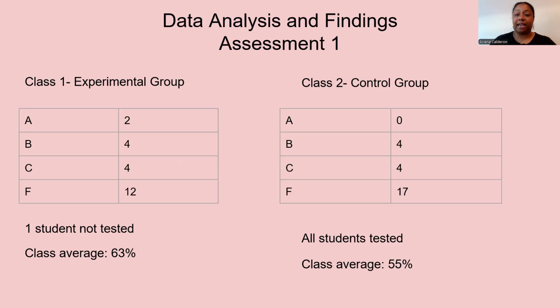And class 2, again, they continued on with their normal routine using the Desmos curriculum for those first 3 weeks of teaching slope. And then they took their assessment, and I had no students make an A, 4 students make a B, 4 students make a C, and 17 students make an F. And all students were tested at this time, and the class average for this class was a 55.